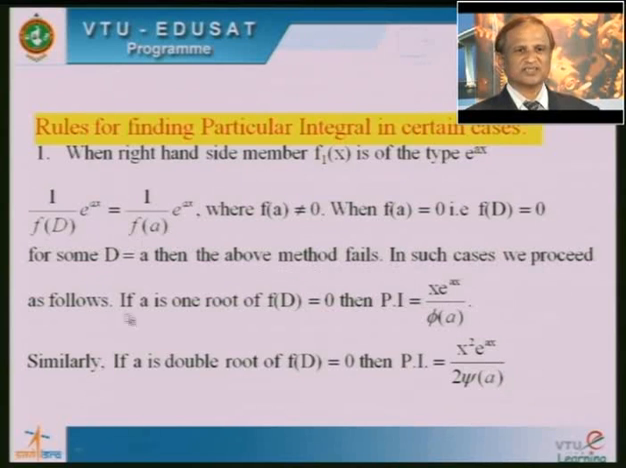In such a situation, we can use this formula: x times e raised to ax divided by the derivative of f evaluated at a, which is not equal to 0, in case f of a is equal to 0. Otherwise, we can use the formula x squared times e raised to ax divided by 2 times the second derivative, when a is a double root of f of D equal to 0. I hope it is clear. Once again, we shall discuss the particular integral in the next session. Thank you very much.